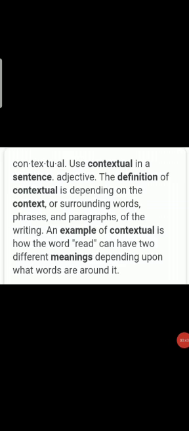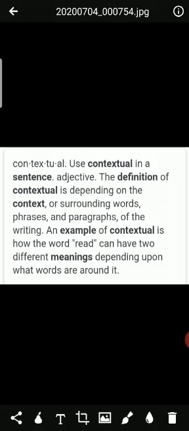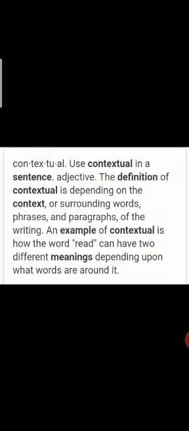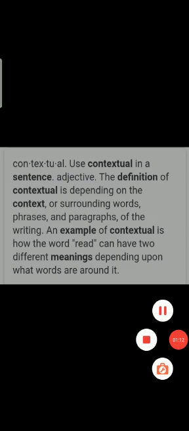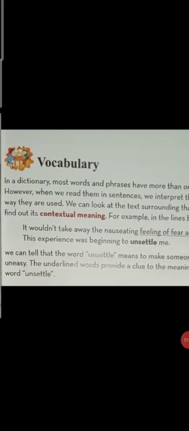Okay, it means that in phrases a word has more than one meaning, so contextual meanings are actually those words that have similar meanings, having more than one meaning, so we read them in sentences and interpret according to the text given. Okay, let's start from the book, page number 39, vocabulary.